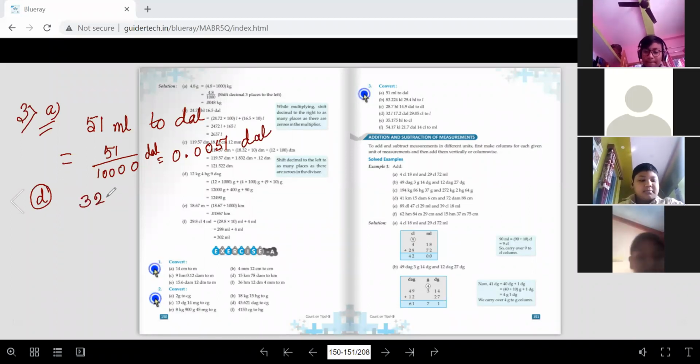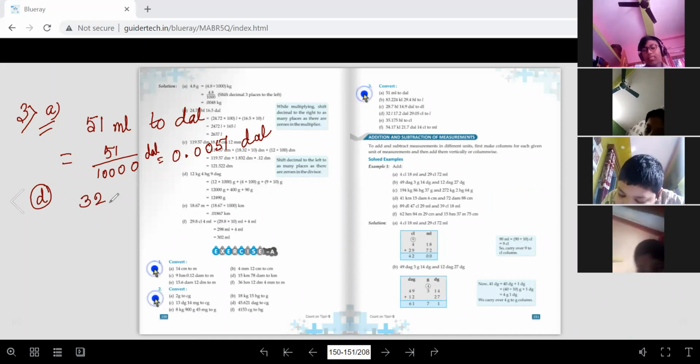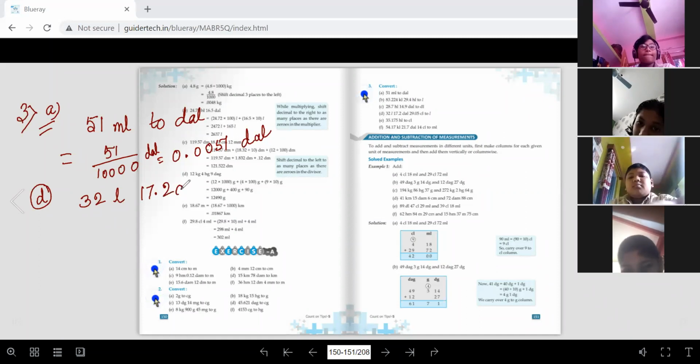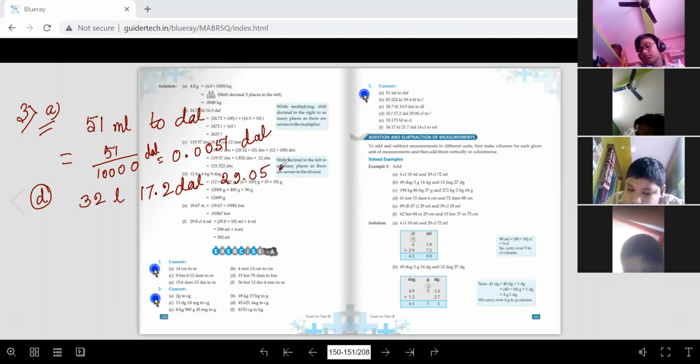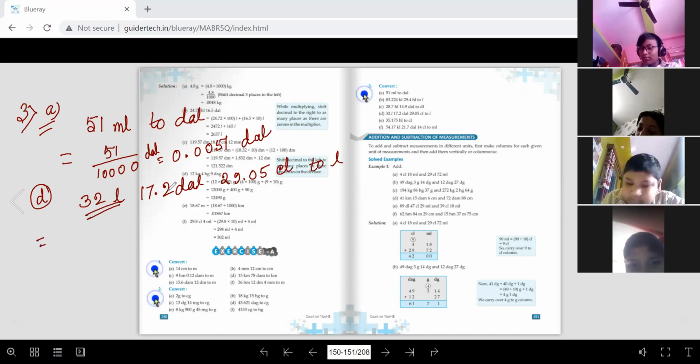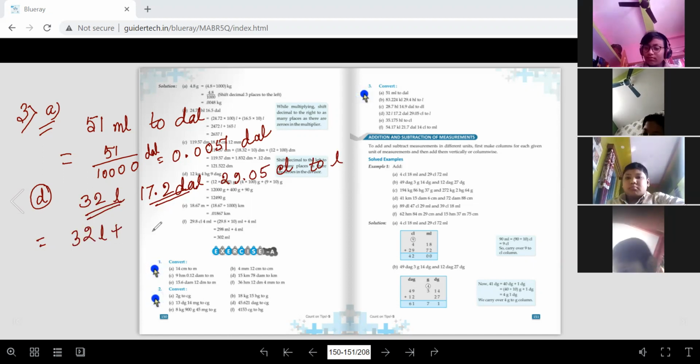Okay, now the next one, number D. 32 liter, 17.2 deciliter, 29.05 centiliter. Can I say this one? Krisha, first one, 2 liter, yes, ma'am, given. Okay, say the second one. 32 liter plus. One minute, ma'am.